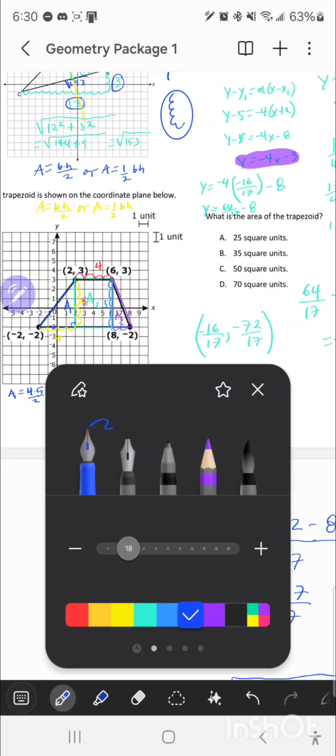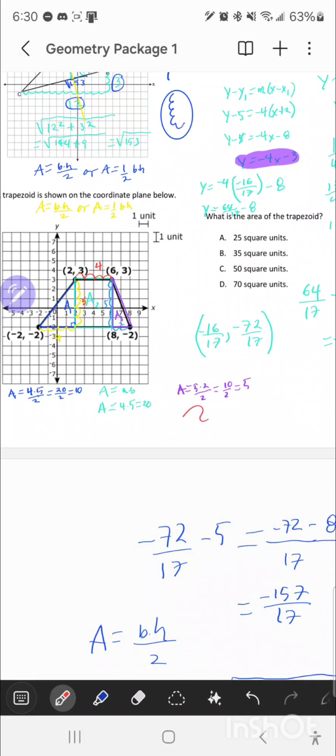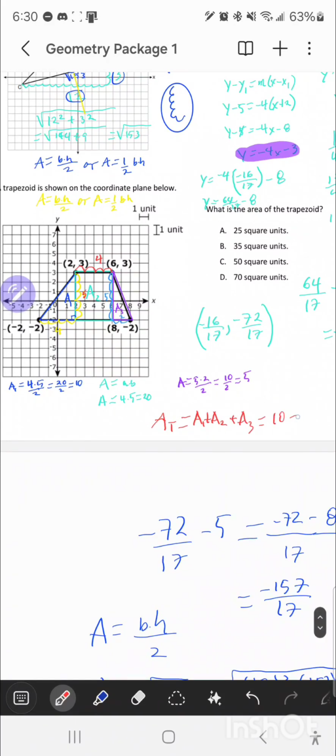So we say, okay, area total, or AT. It will be equal A1 plus A2 plus A3, which is equal 10 plus 20 plus 5. Now, 10 plus 20 is 30. 30 plus 5 is 35. And our answer is B.